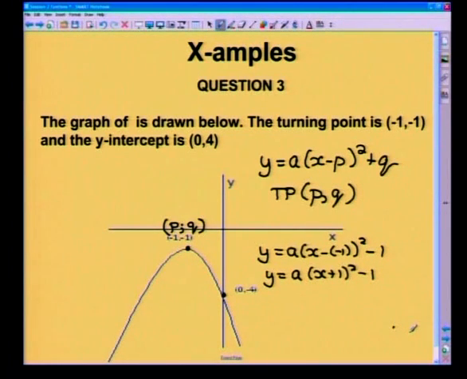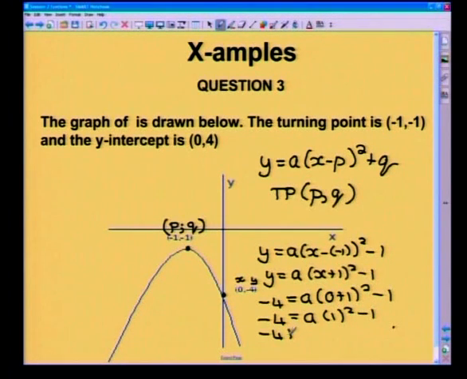Now you might notice, just like on the previous question, we still have to find our a value. And we find it exactly the same way as in the first question: let's substitute another point in, and another point is the coordinate (0, -4). So we replace x with 0 and y with negative 4. So minus 4 is equal to a(0 plus 1) all squared minus 1. That gives me 1 squared minus 1, so minus 4 plus 1 is equal to a. So a is equal to minus 3. That means our equation is y equals minus 3(x plus 1) all squared minus 1.